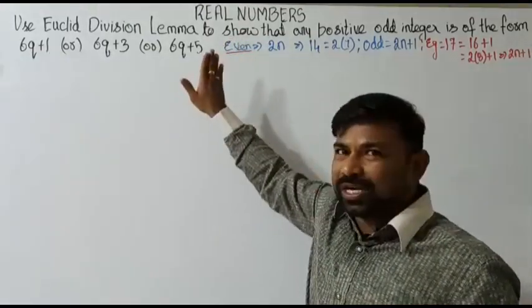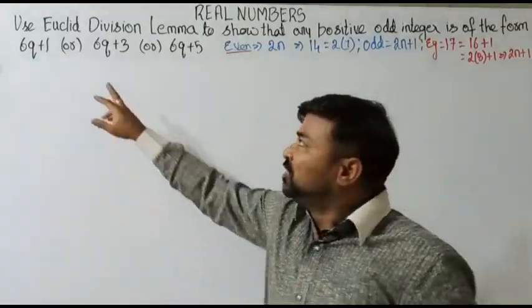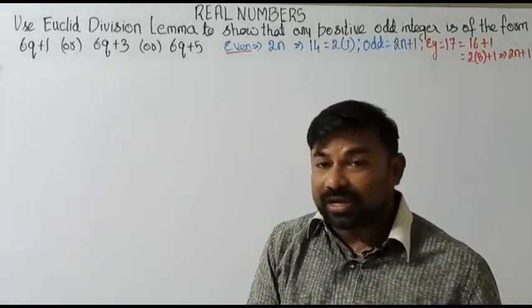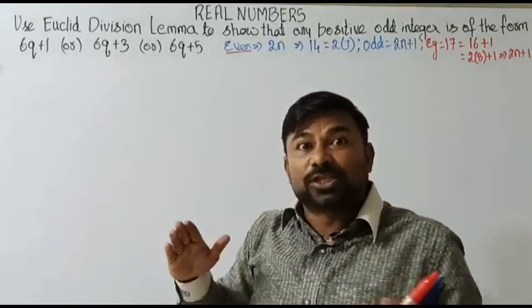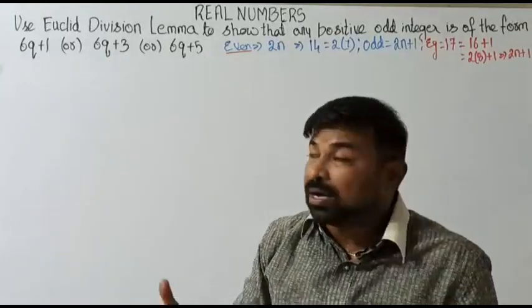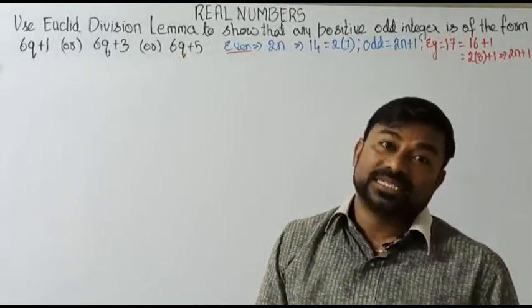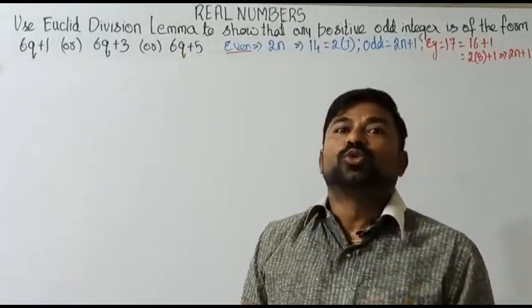Now, according to the question, if a number is in the form of 6q plus 1, can it be an odd number? If a number is in the form of 6q plus 3, can it be an odd number? If a number is in the form of 6q plus 5, is it an odd number? This is the question. Now let's follow Euclid division lemma.